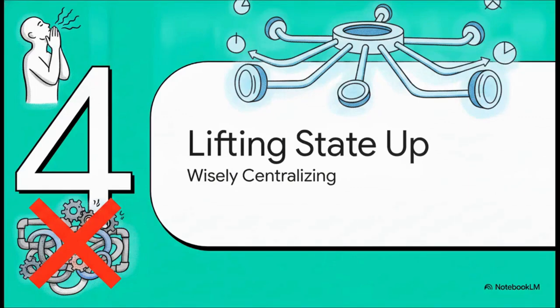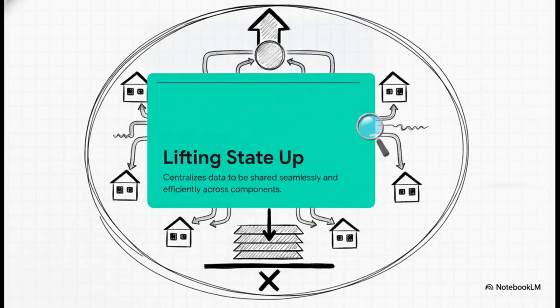Well, let's take a step back and breathe for a second, because section 4 is our elegant fix for all that friction. Lifting state up wisely. Lifting state up is this wonderfully elegant solution that centralizes your data so it can be shared seamlessly across multiple components. Instead of forcefully drilling that data down layer by layer like we just talked about, we just place the state in the closest common ancestor of the components that actually need it.